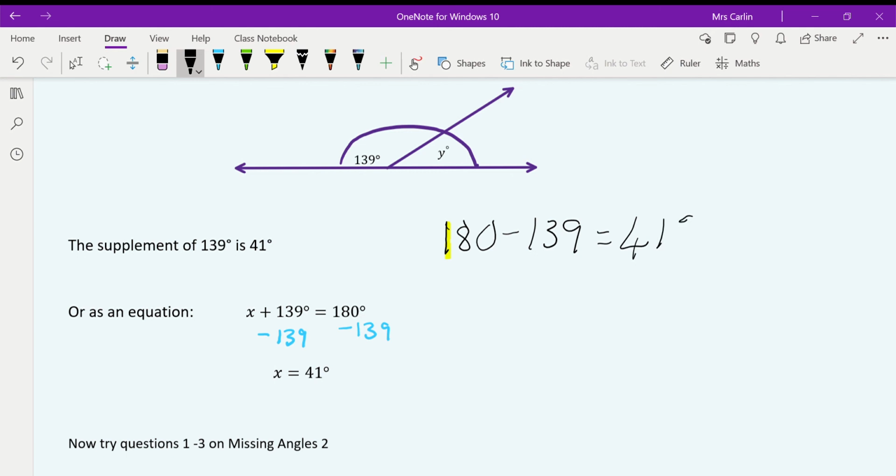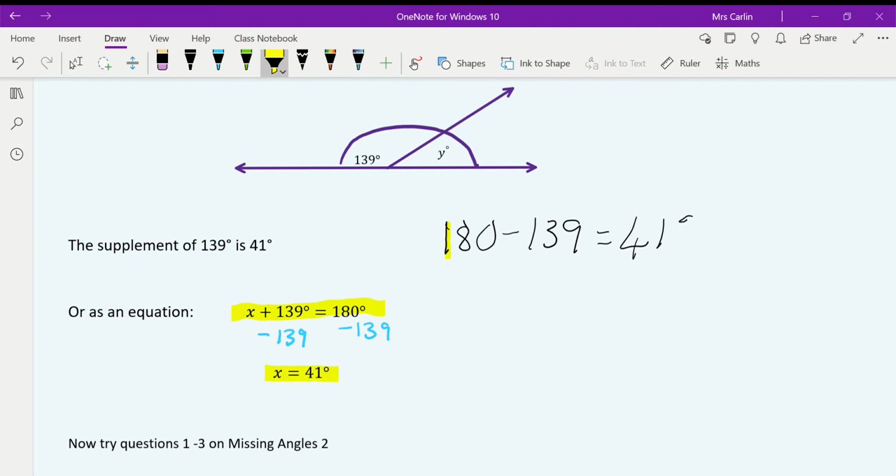Or as an equation, again, we would just set it up using our knowledge that both angles have to equal 180, so we would set it up as x plus 139 degrees equals 180 degrees. Subtract 139 from both sides, which leaves us with 41 degrees.